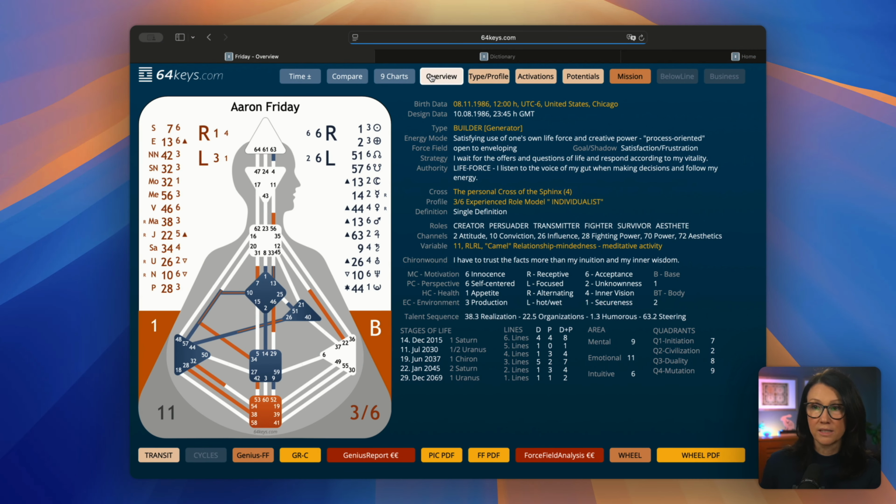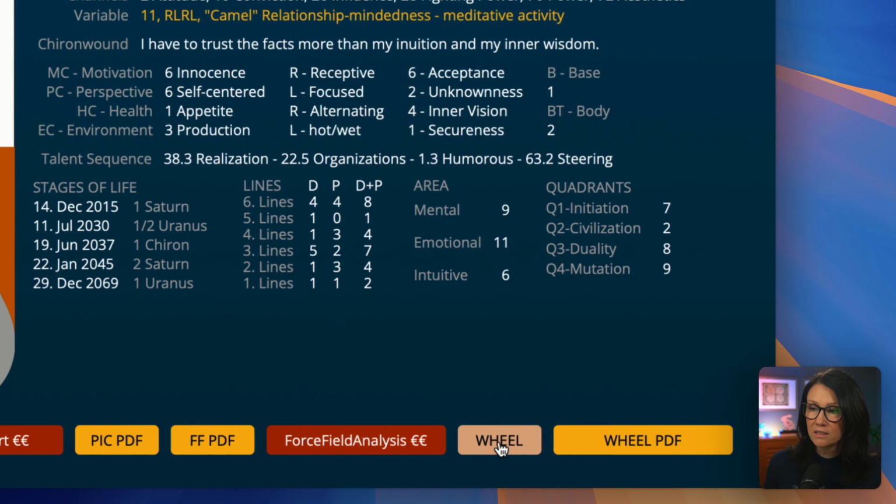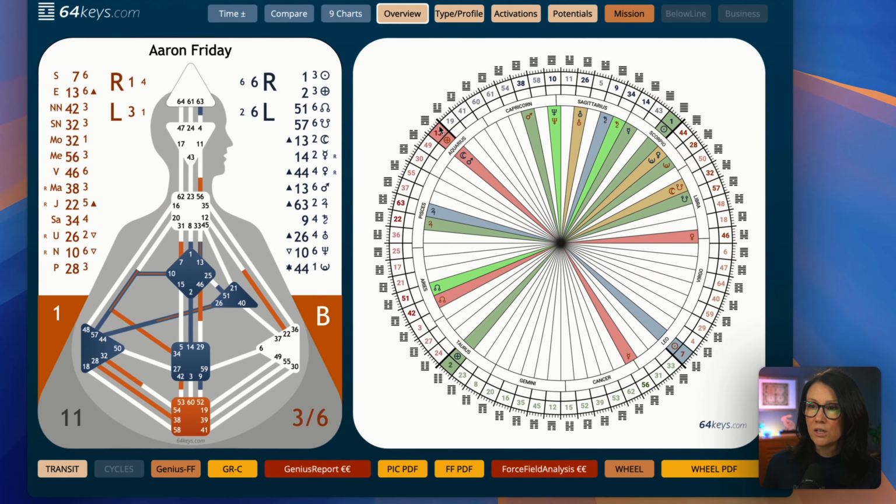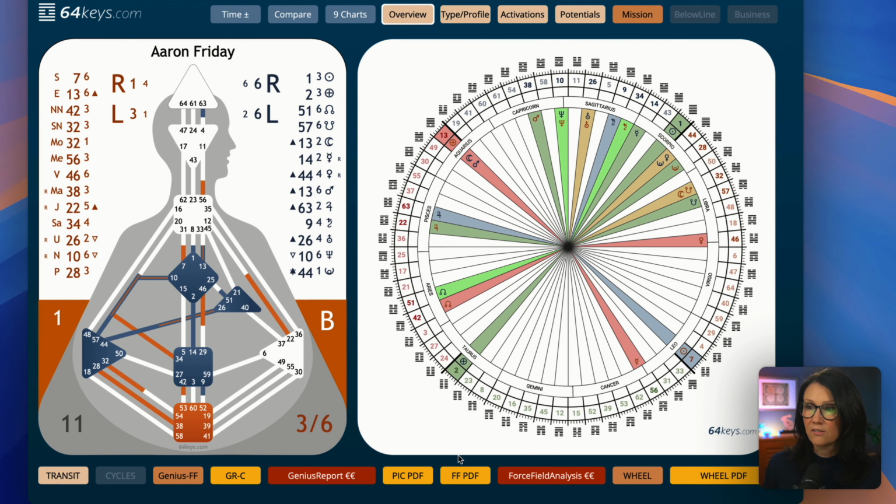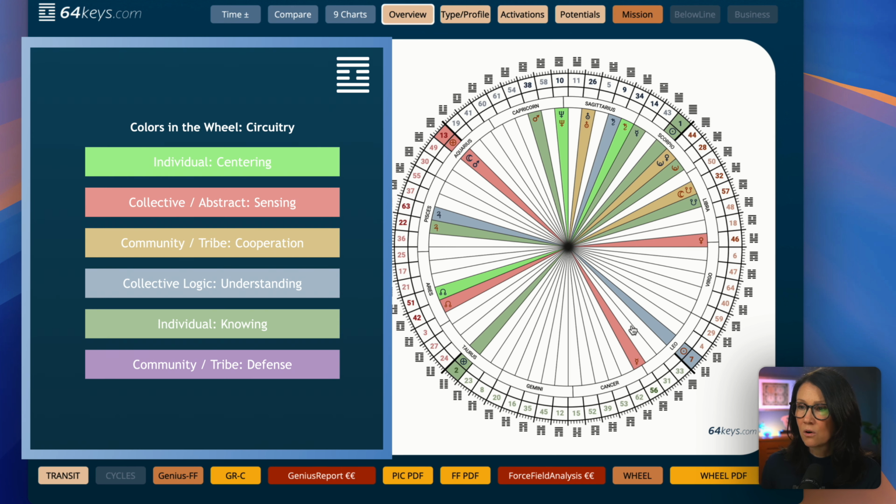Next feature on the list today is the wheel. You can create wheels for single charts, for interaction or partnership charts, and also for transits. Let me show you the wheel for a single chart. It's under this button here. So here you can see the activations of Aaron, and the colors refer to the respective circuitries. For example, the 4 red ones here, they are all in the sensing circuit. The green ones are individual activations. The light brown yellow ones are in the tribal circuit. The blue ones are logic. So you can right away get an impression about the person and the weighting of the different circuitries.